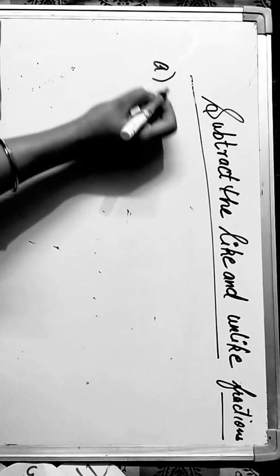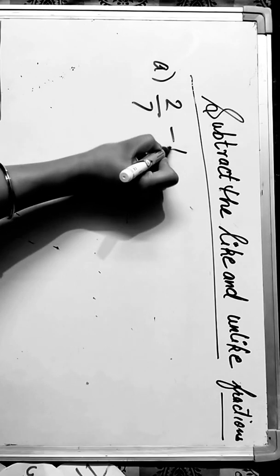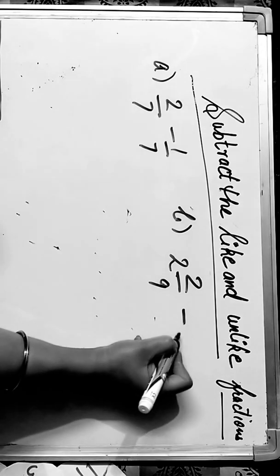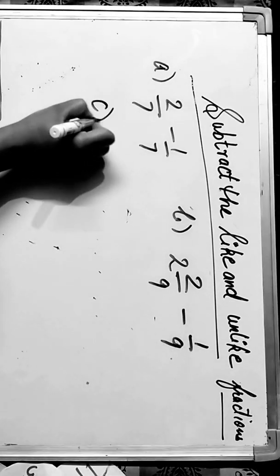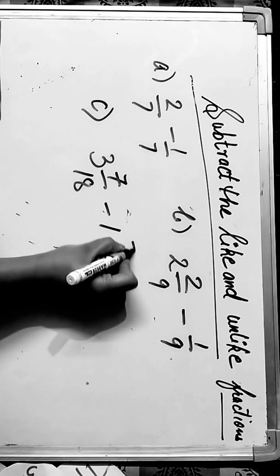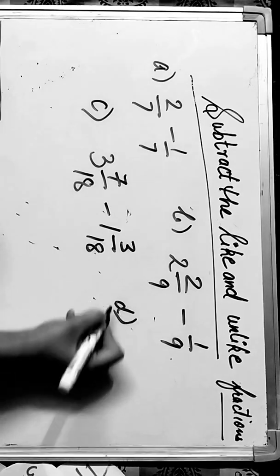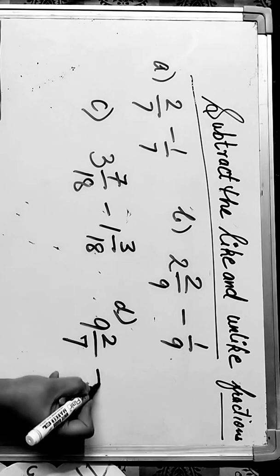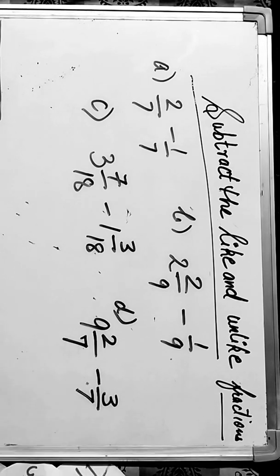Okay, now there are some sums for you to solve in the notebook. B, you have 2 full, 2/9, you have to take out 1/9 only. C, you have 3 full, 7/18, you have to take out 1 full and 3/18. D, you have 9 full, 2/7, you have to take out 3/7. Do these in your notebook neatly with diagrams. Okay, you have to draw diagrams for these sums.